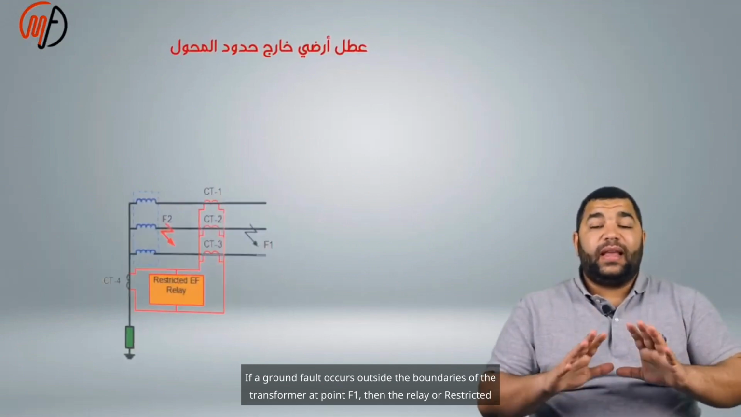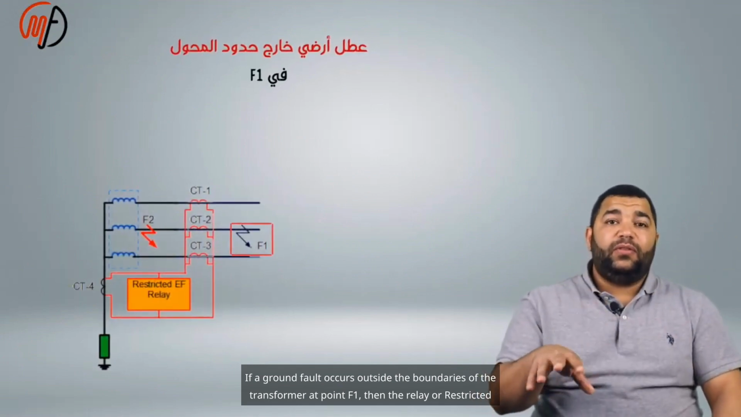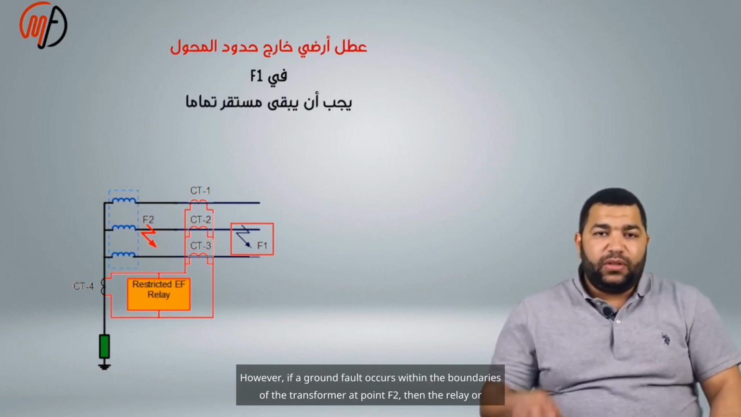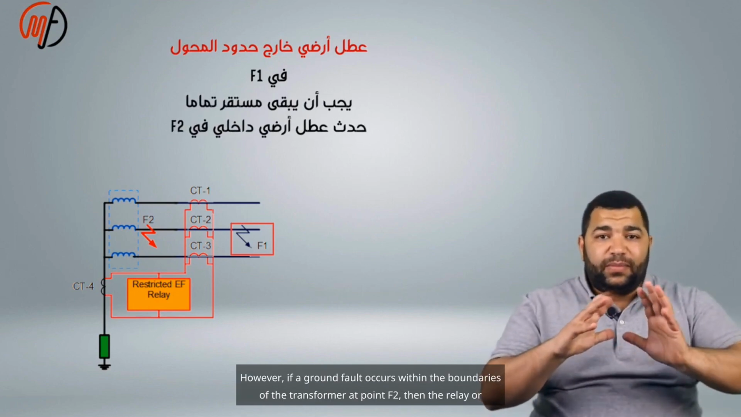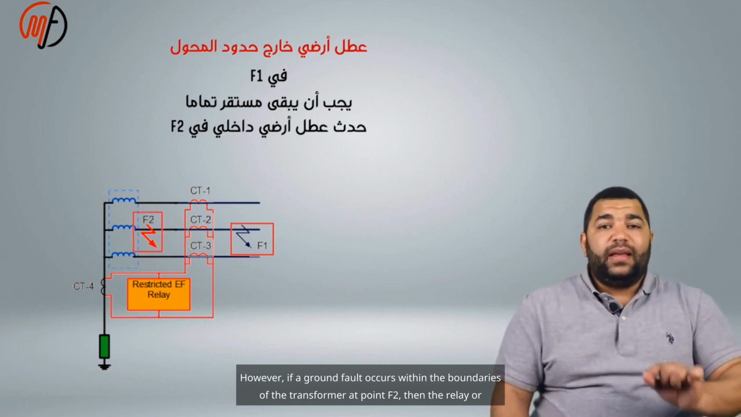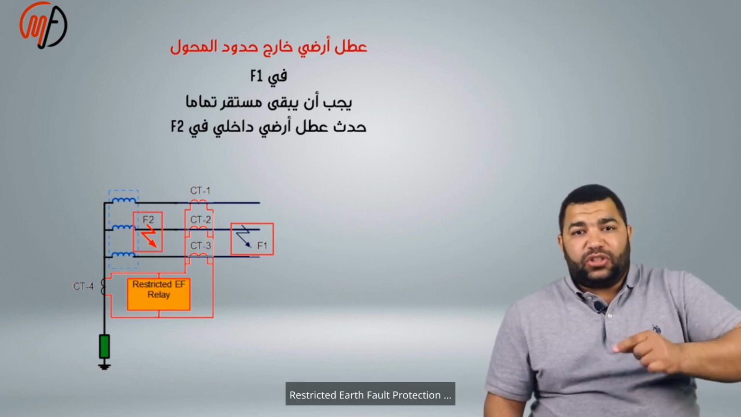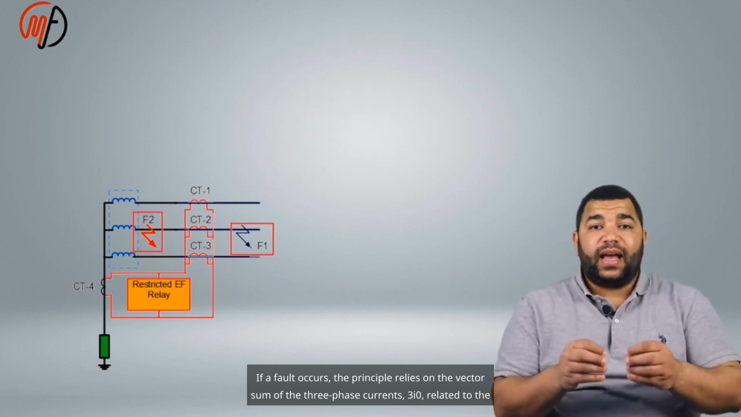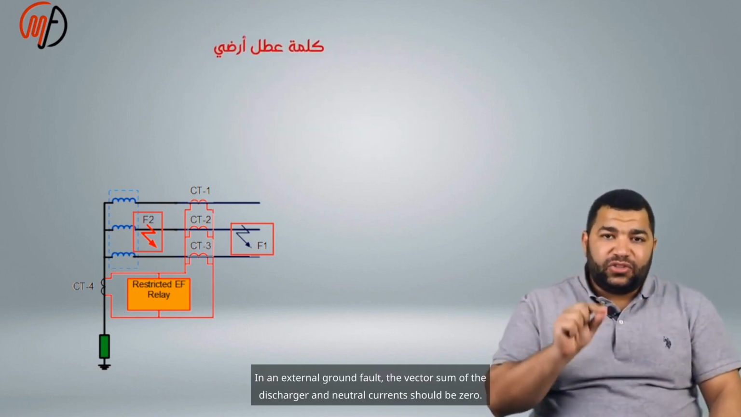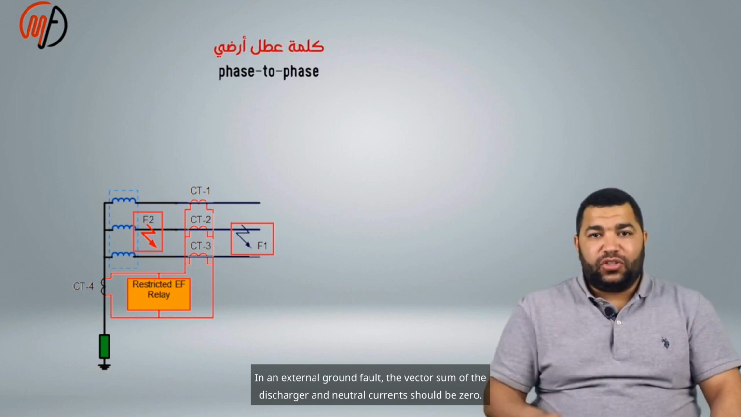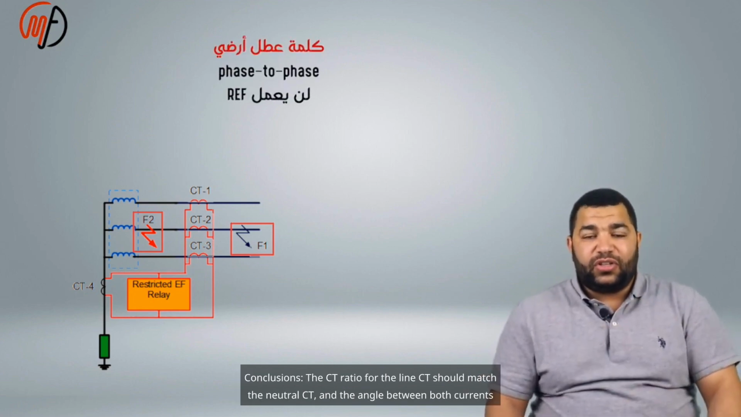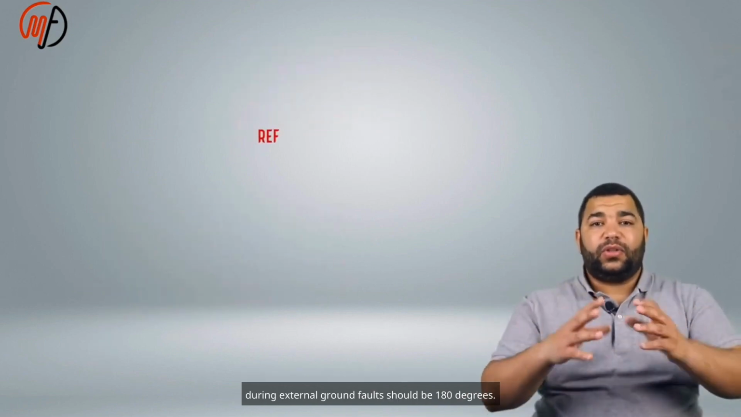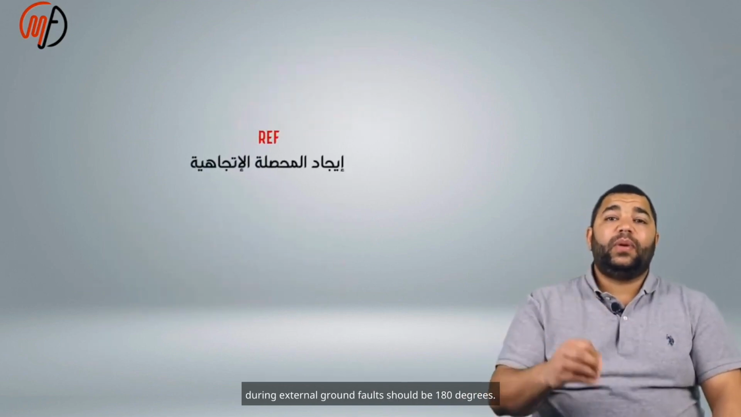If a ground fault occurs outside the boundaries of the transformer at point F1, then the relay or restricted earth fault protection should remain stable. However, if a ground fault occurs within the boundaries of the transformer at point F2, then the relay or restricted earth fault protection operates. The principle relies on the vector sum of the three-phase currents, 3I0, related to the neutral current. In an external ground fault, the vector sum of the line and neutral currents should be 0. The CT ratio for the line CT should match the neutral CT, and the angle between both currents during external ground faults should be 180 degrees.